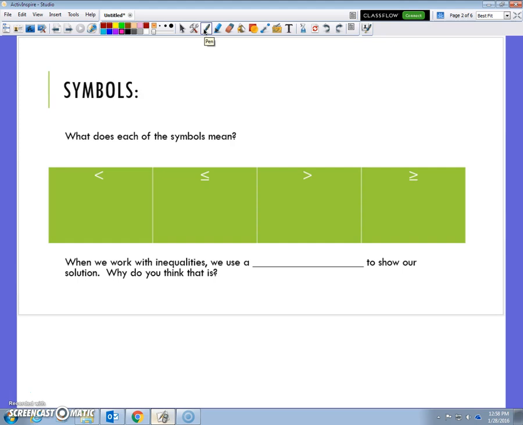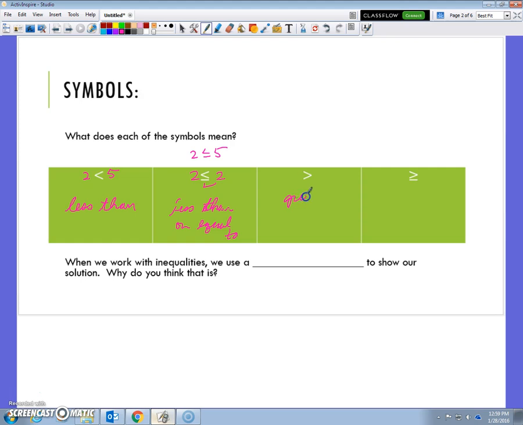So let's just do a quick review on what each sign means. This is a less than sign. So 2 is less than 5. This is a less than or equal to. It has to be less than or equal to. So 2 is less than or equal to 2 would be fine, or 2 is less than or equal to 5 would work as well. So these are okay if it's the same number on both sides when it says equal.